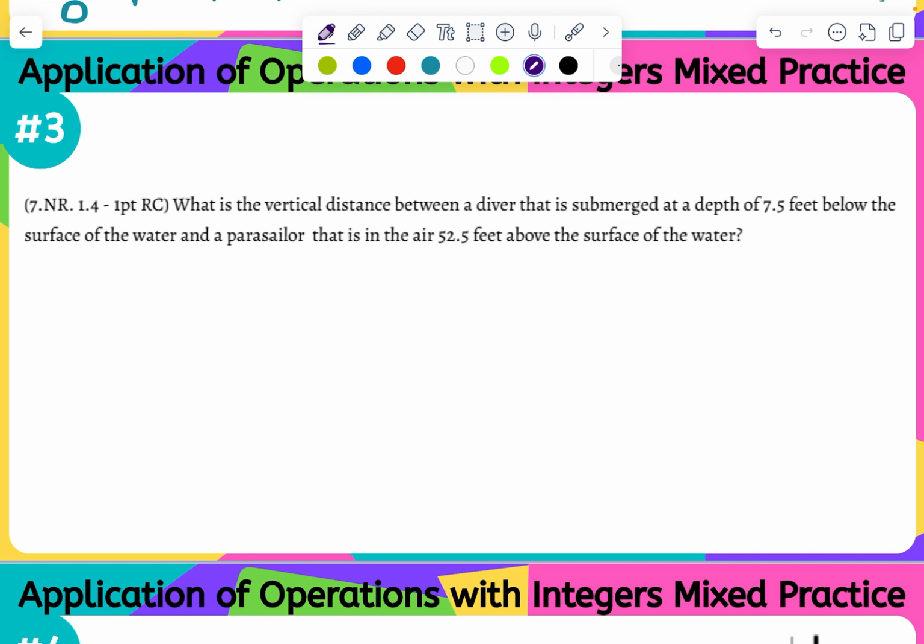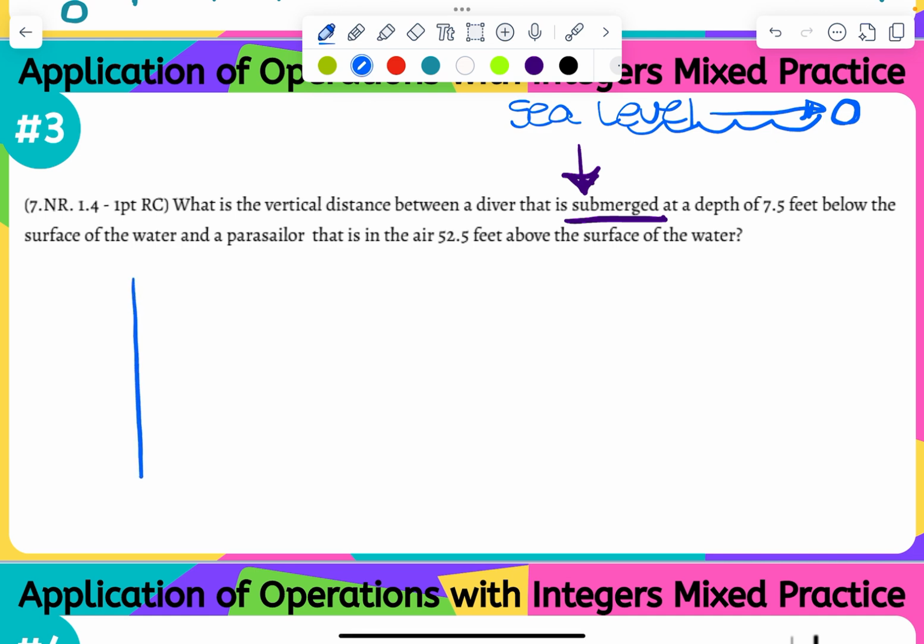what is the vertical distance between a diver that is submerged at a depth of 7.5 feet? First, we need to understand what submerged means. Submerged means he's under the water, okay? Anytime you're talking about water, going underwater, I want you to keep in mind that the water itself is 0, okay? Sea level. Sea level is 0. So if we are submerged, that means that's 7.5. So he's down under the water, it's going to be negative 7.5.